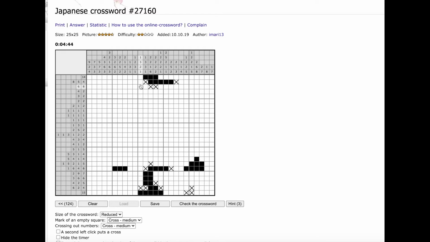Which means that the 8 has to be in this section and the 4 has to be in this section. If the 4 were in this section, 1, 2, 3, 4 from the left, and then 1, 2, 3, 4 from the right, means that this square has to be filled in. The 8 in this section, 1, 2, 3, 4, 5, 6, 7, 8, means that this has to be filled in.